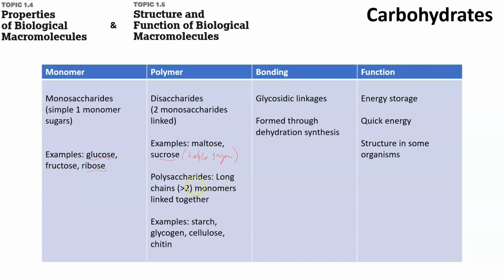Polysaccharides are long chains with more than two monomers linked together. Examples of that are starch, glycogen, cellulose, and chitin. Again, rewind if you need to look up what those specifically are and what they do. The bonding between monomers is called glycosidic linkages. These are formed, like most bonds in the body, through dehydration synthesis. They function in energy storage, quick energy, and structure in some organisms. So this is the summary of everything we've learned so far. Make sure this stuff you know really well.